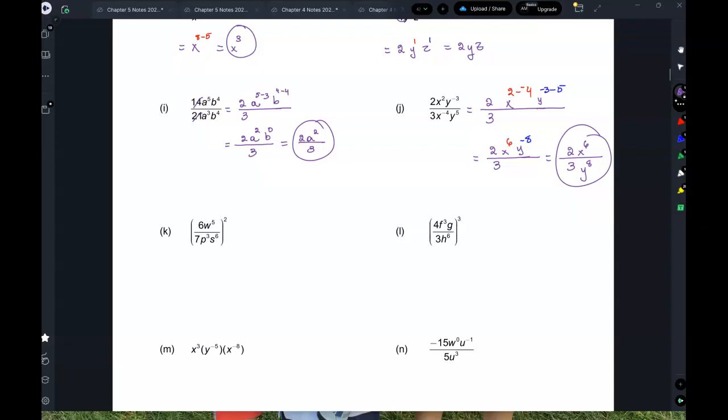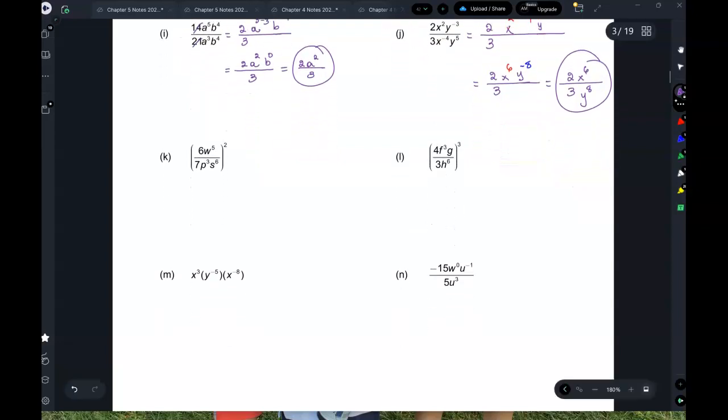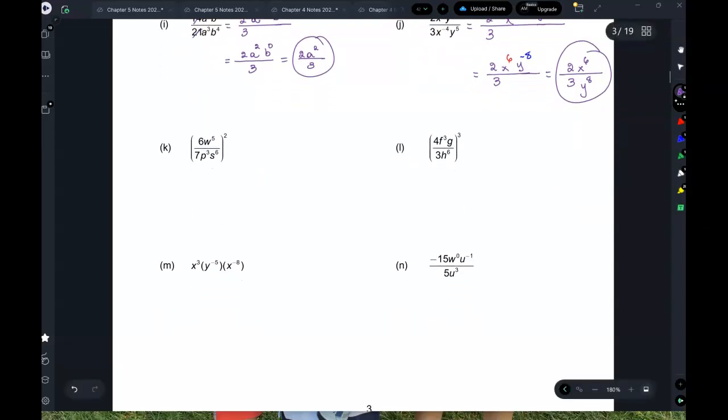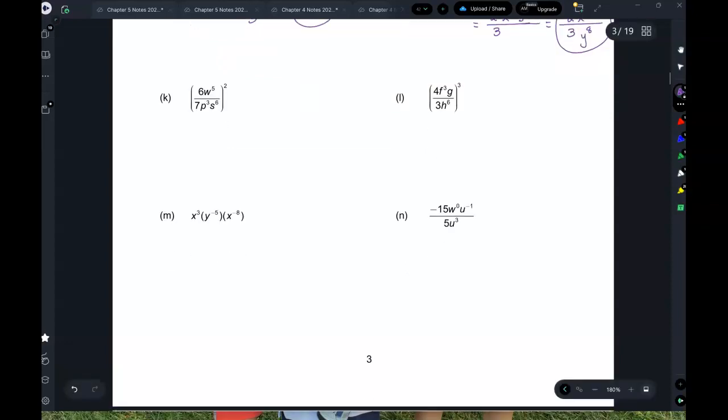Even in my honors classes, people struggle with this. So this is across the board. This is why I make such a big deal out of this. Don't be touching people with no negative exponents, okay?